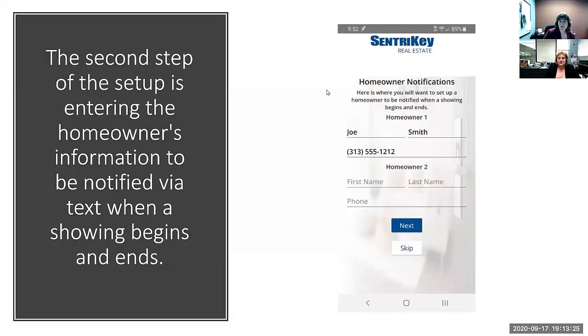It gives you the option to add homeowner notifications. These screens are already there if you go in there. It's just the ABA screen that's going to be added. This is homeowner name and phone number, and homeowner 2 name and phone number. And if you put that information in, they will get notifications when the showing begins and ends also. Then click Next.